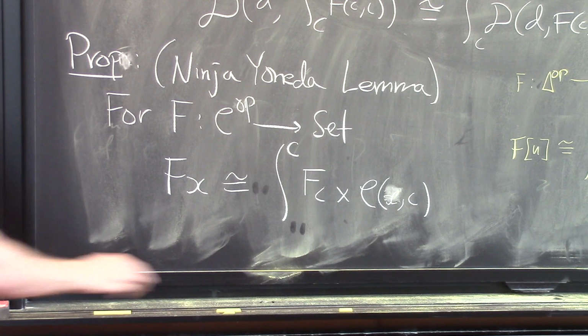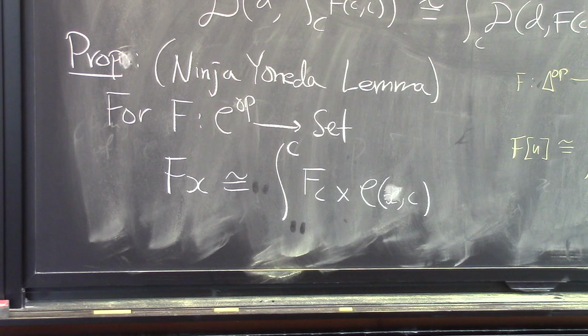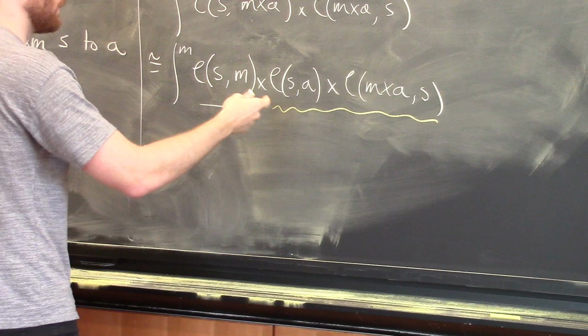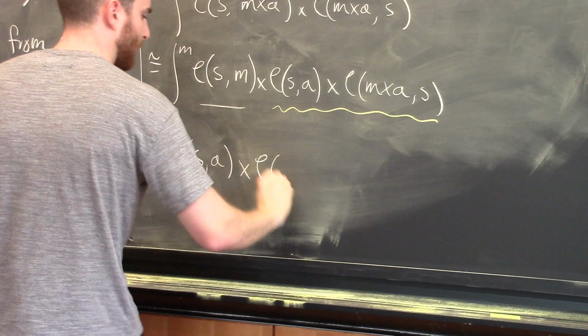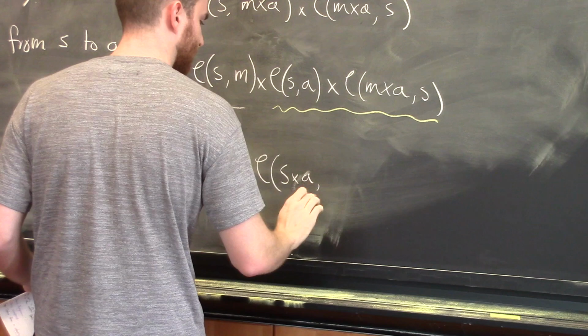So here we have some functor of F, and this is the bit left over that we need. So using co-Yoneda reduction, more or less the way to do it is everywhere we see M in the functor, we just plug in S. We get a map from S to A, together with a map from S and A to S. These are exactly a pair of get and put.